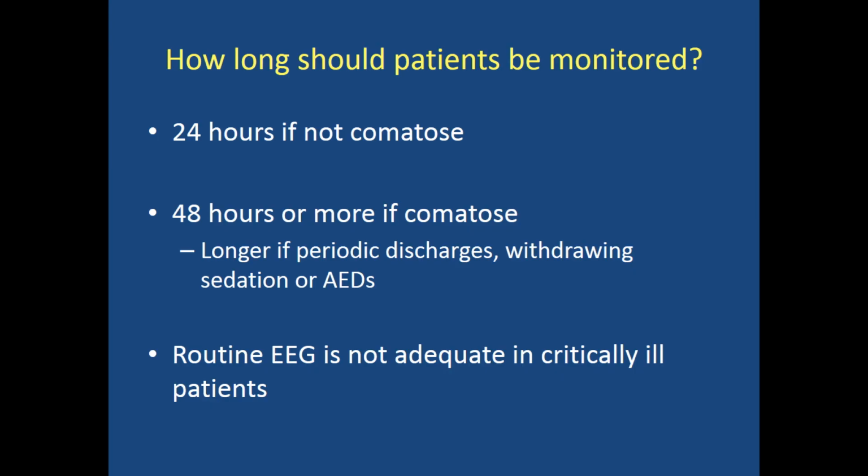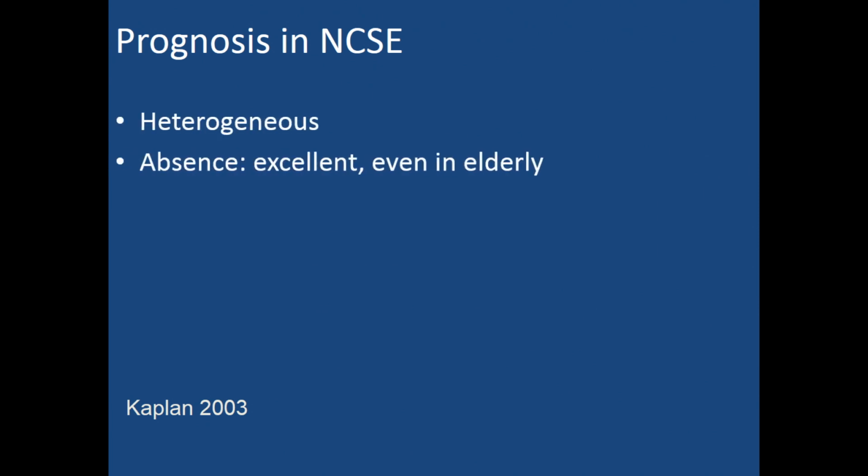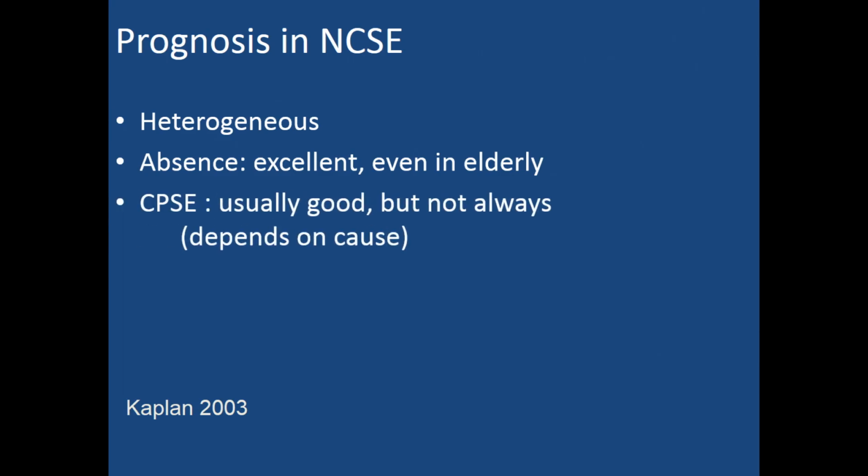How long should the patients be monitored? I think for those patients in the intensive care unit, the minimum time for monitoring is a 24-hour period of digital video EEG monitoring. 48 hours if they're comatose. Routine spot check or 20 minutes like we used to do years ago, we do not believe is adequate in critically ill patients. Prognosis, you see here, heterogeneous.